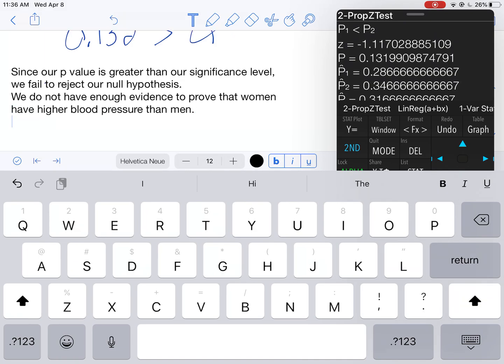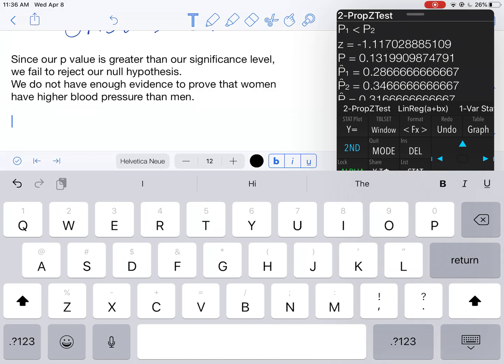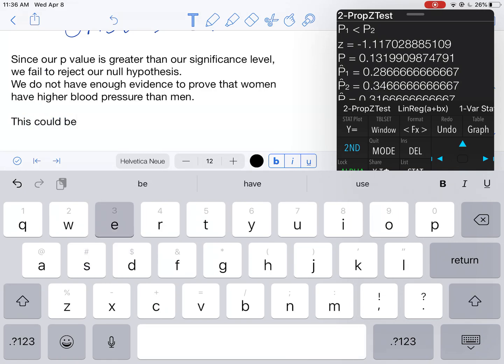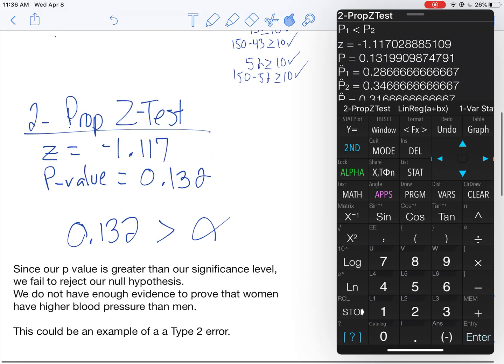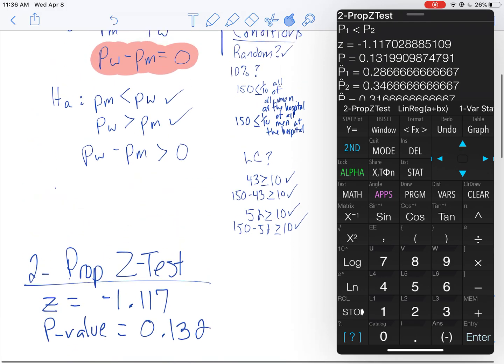I've established this now. Good. And I love how some people even took this a step further. They said, what kind of error could have occurred? If you failed to reject the null when you should have, that's a type 2 error. This could be an example of a type 2 error. Remember, reject the null when the null is true, that's type 1 and not type 2. We didn't reject the null here. We could have failed to reject the null when we should have, and that could be a type 2 error.